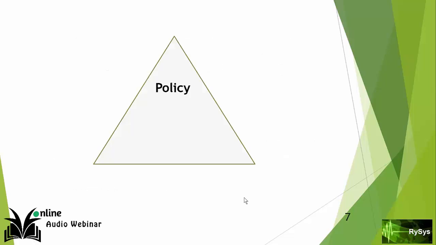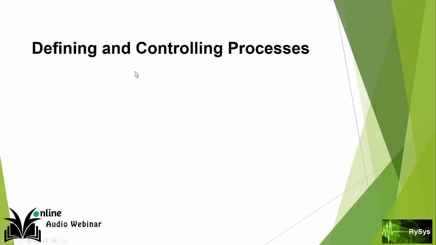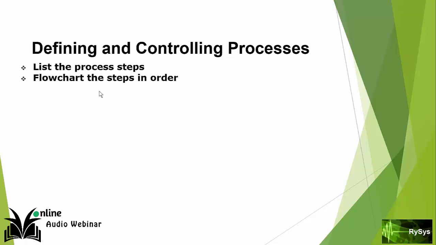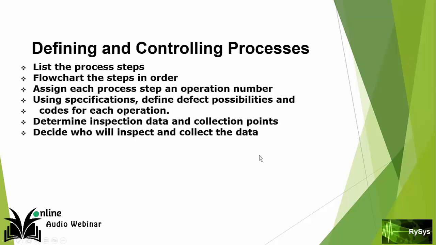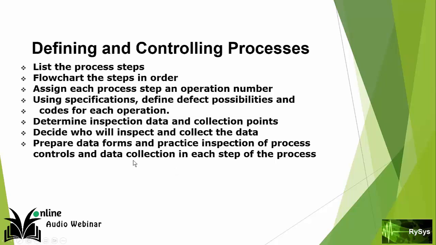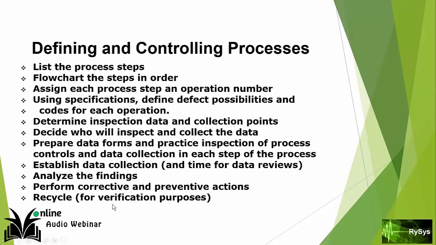When it comes to any kind of systems approach that we're talking about today, your company has to have a written policy. This policy and planning and procedures goes back to the leadership. In order to control processes, you have to define them properly. It's done by listing them and flowcharting them. I'm going to go through that. Assign each process step an operation number, using specifications to define defect possibilities and codes for each operation. Determine how you're going to inspect and collect data, who's going to collect the data, and then get the forms ready for collecting that data. Sit down and analyze the results, and you redo that over and over again, as you know.